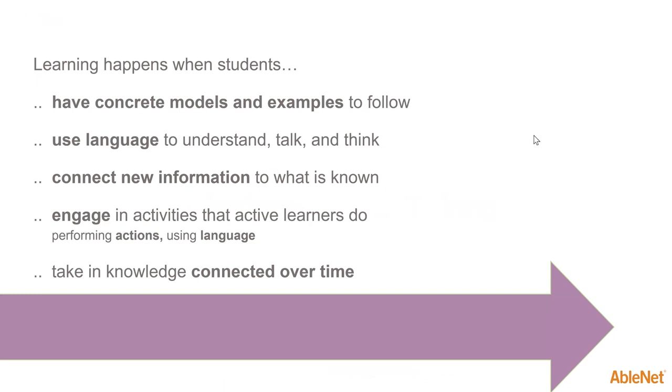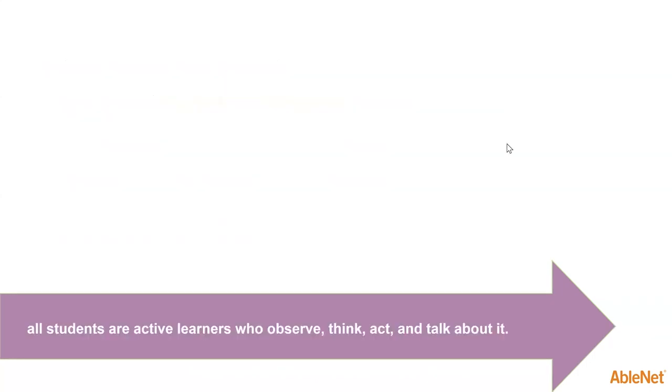We all know that learning happens when students have concrete models and examples to follow, when they use language to understand, talk, and think, when they connect new information to what is known, when they engage in activities that active learners do, such as performing actions and using language to talk about it. And we know that students take in knowledge that is connected over time. So it is important when teachers first think about teaching their students math that they consider when we want to ensure that students are learning, it's important to make a commitment to the idea that all students are active learners who observe, think, act, and talk about it.